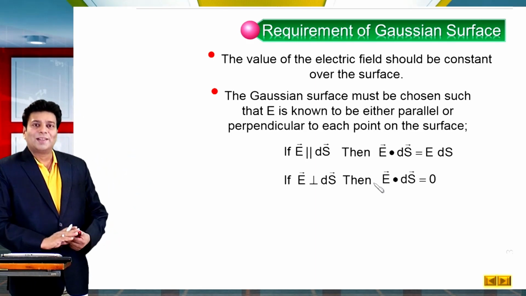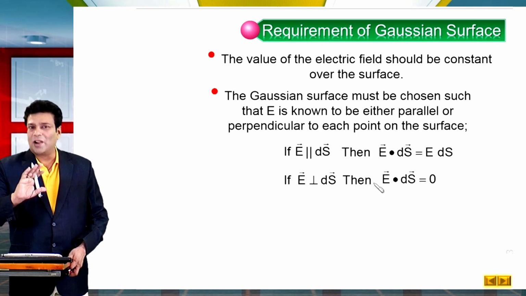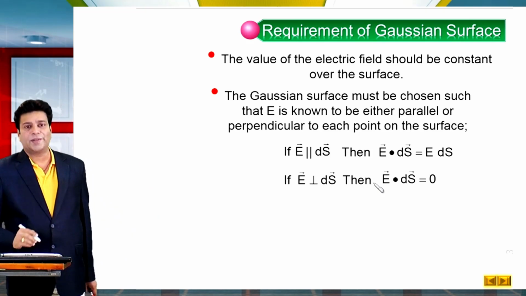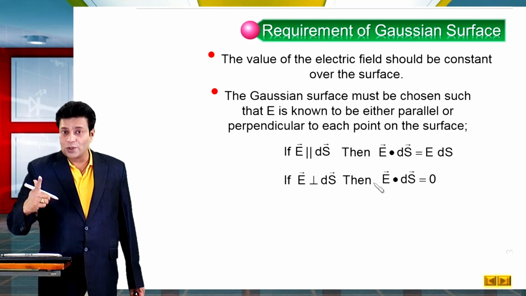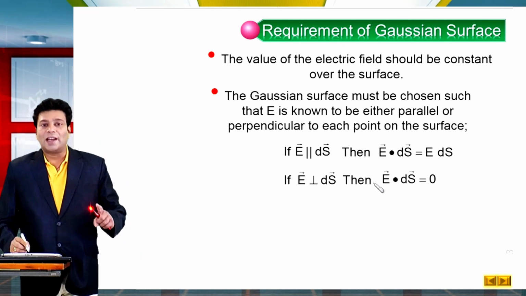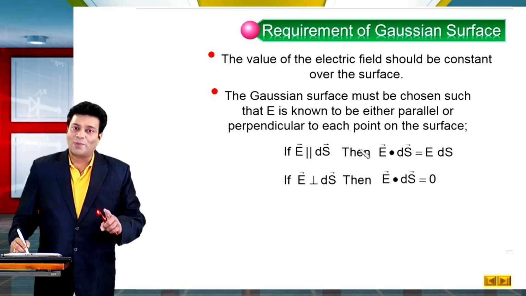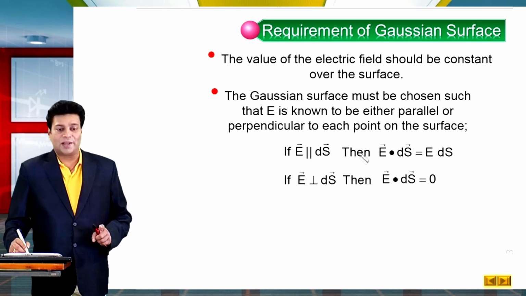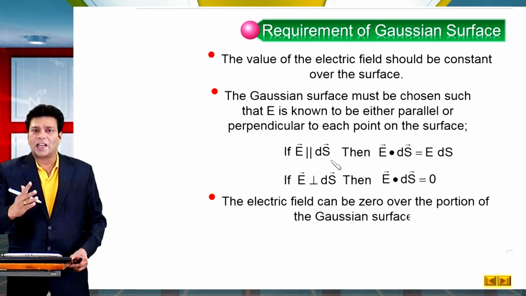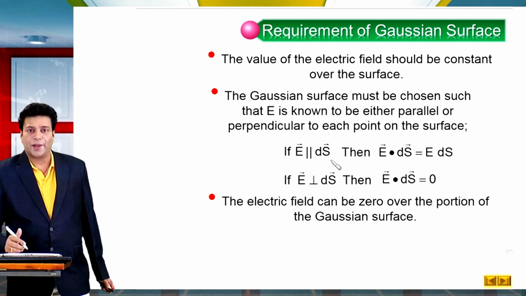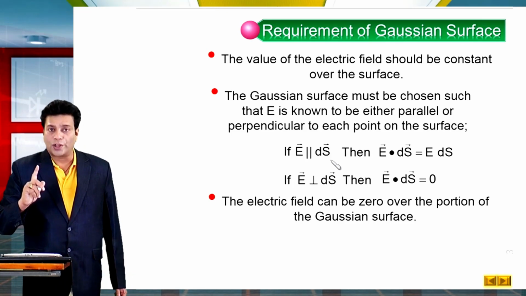We will observe almost all the requirements will be covered under these 2 points. Suppose some points are not covered under these 2 categories, so we can select a Gaussian surface such that electric field can be 0 over a portion of the Gaussian surface. So we can select certain points on the Gaussian surface such that electric field may be 0 on that point, right? So these are the 3 criteria for selection of the Gaussian surface.